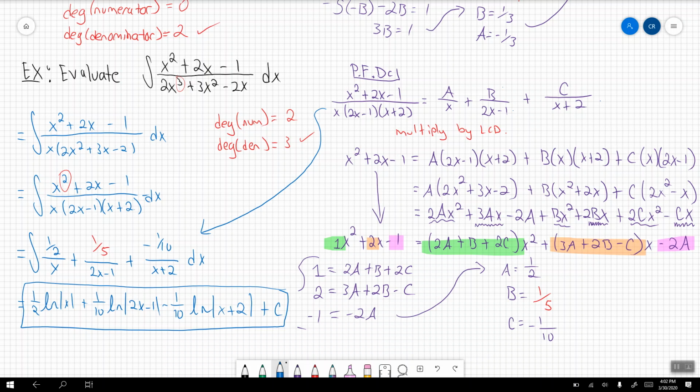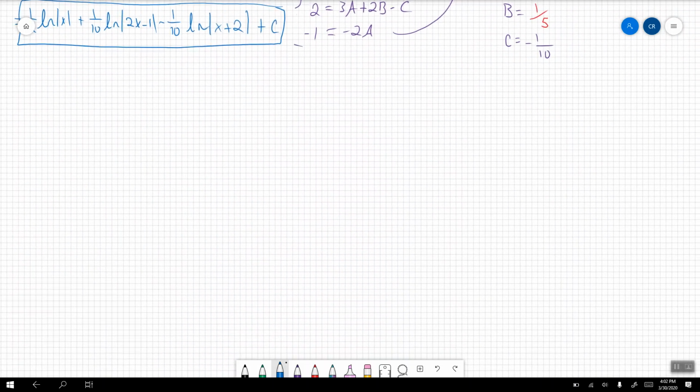Awesome. So let's go through a different example now. So this next example, what we're going to have here is that we want to evaluate the integral of 3x minus 9 divided by x minus 1 times x plus 2 quantity squared, and this is all dx.